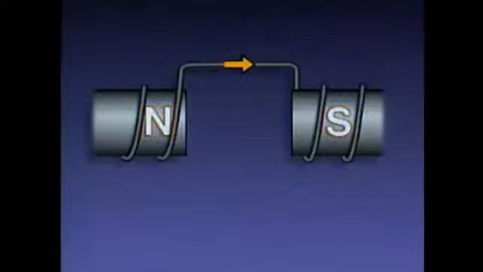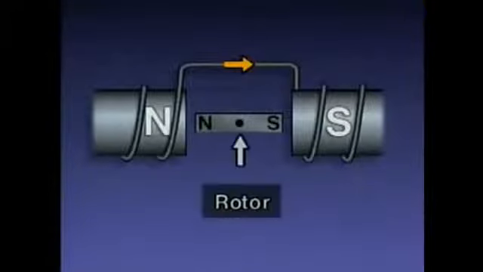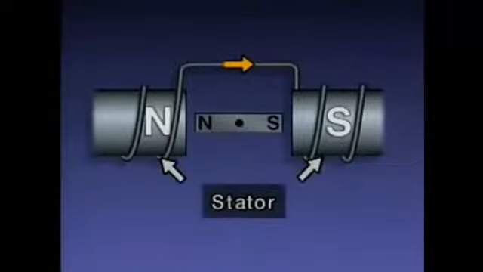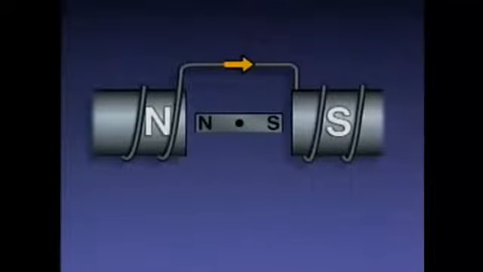We can see how this works by adding a bar magnet between the two coils in our illustration. The bar magnet is the rotating part of the motor in this example. It's called the rotor. The two coils are the stationary part of the motor, which is known as the stator. Every AC motor, regardless of how it's designed, has a rotor and a stator. The rotor and the stator have magnetic fields that interact to produce continuous rotary motion.